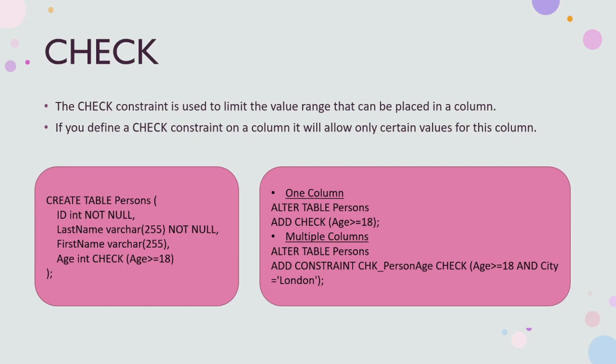So when it's for one column, you say alter table persons, add check age has to be greater than or equal to 18. But let's say you have multiple columns, you say add constraint, and what is the constraint's name, and then you say check. What you have to do, the age has to be greater than, and the city has to be London, let's say. So this is how the check constraint works for both the city and the age. So that's how you do it.